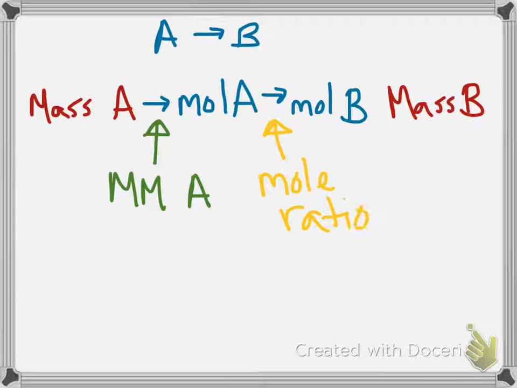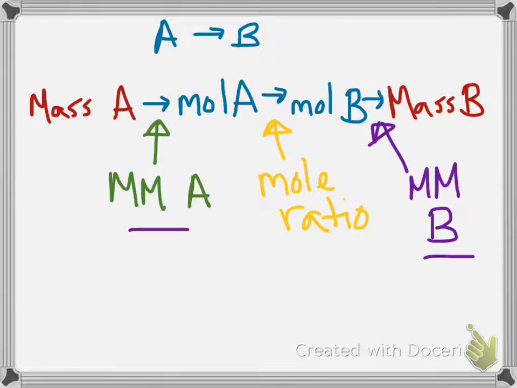And then my moles of B, I can convert into mass of B, and again, that uses molar mass, but this time it's the molar mass of B. So these molar masses are actually different numbers because we have different substances. So these are 3 different steps that I need to take in order to solve a mass-to-mass conversion problem.